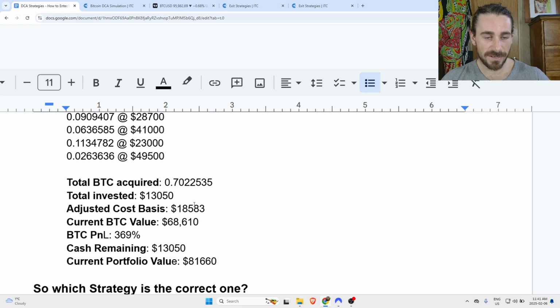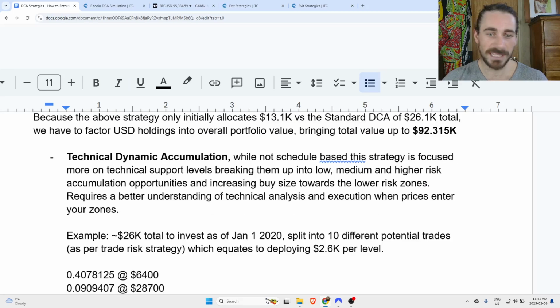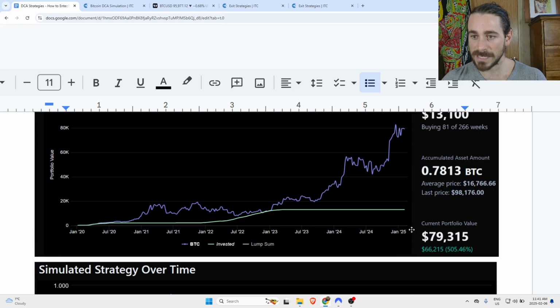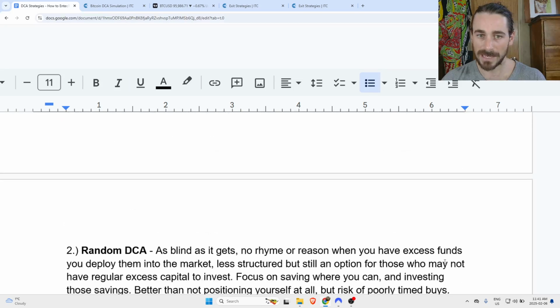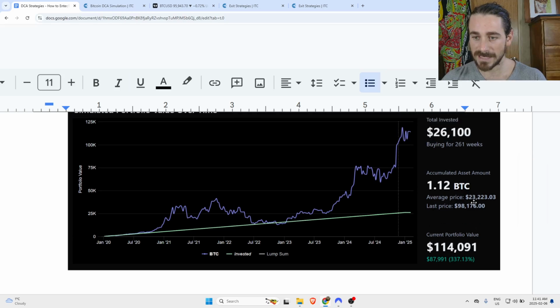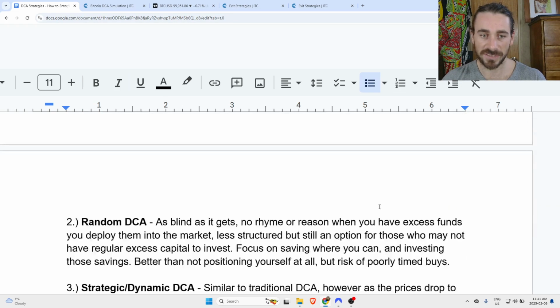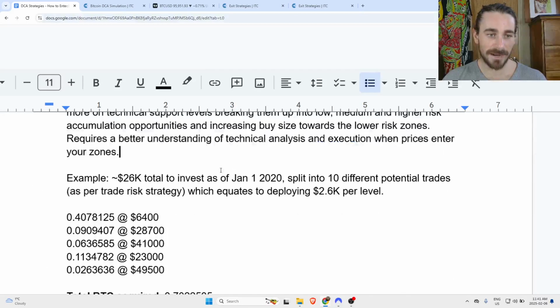$18,583. So you can see how your cost basis from a technical perspective is pretty similar to the dynamic DCA based on risk. It's a little bit more than that, and a little bit less, it's still a lot more competitive than the traditional DCA. So you can compare the two strategies.